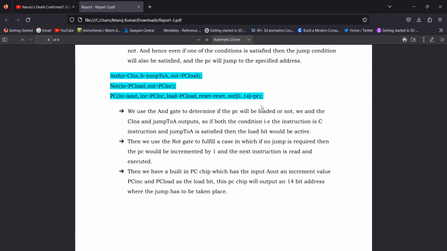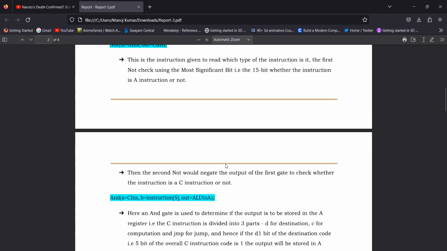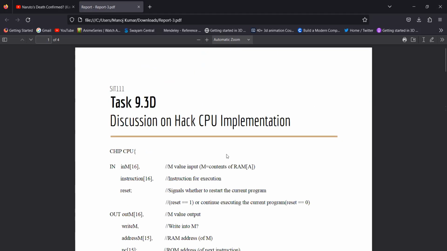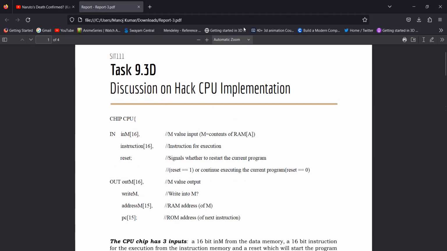Then we have a built-in PC chip which will perform the necessary computation according to the input that it is receiving, along with the load bit, PC load, and a reset button, reset, which will output a 14-bit address where the jump has to take place. So that is all in this. So that is how the Hack CPU is implemented.